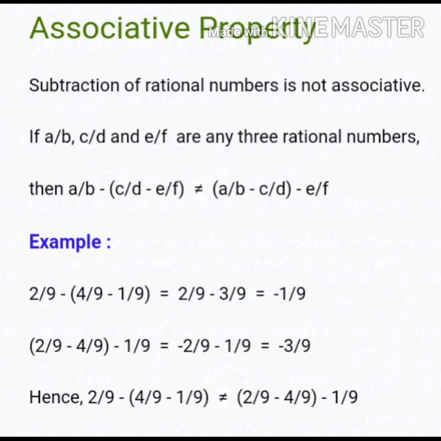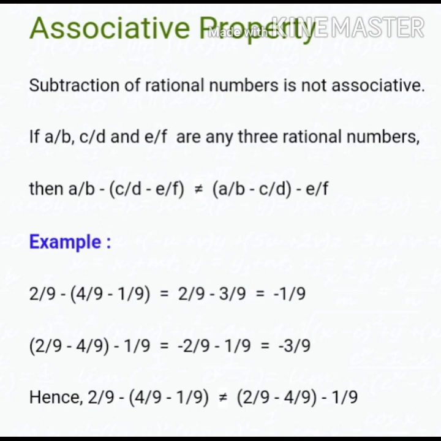The third property is the associative property. If a over b, c over d and e over f are any three rational numbers, then a over b minus (c over d minus e over f) is not equal to (a over b minus c over d) minus e over f. Let's understand this with the help of an example. The values that we have are 2 over 9, 4 over 9 and 1 over 9.